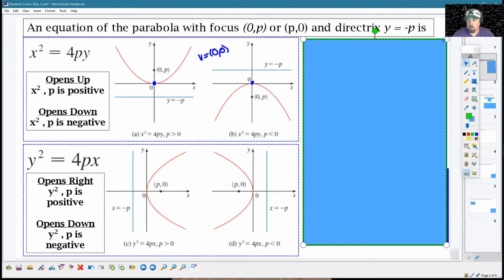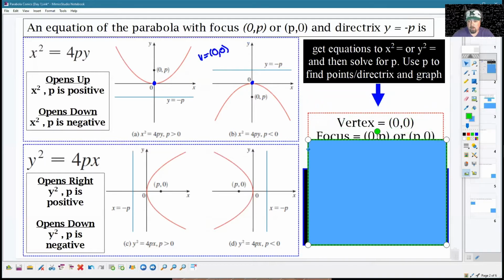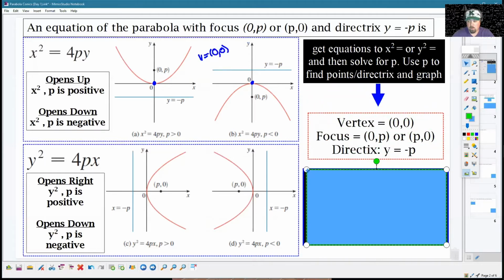We got this. What we're going to do is get our equations to x squared or y squared, and then solve for p, because once we know what p is, we can use p to find the directrix and the points, mainly the focus point, because the vertex point's always going to be 0, 0 for us to start. And then we can sketch a graph and know which one it is. So that being said, this gives us our general overall view. Vertex is going to be at 0, 0. Focus is going to be 0, p or p, 0. And our directrix is always going to be y equals negative p.